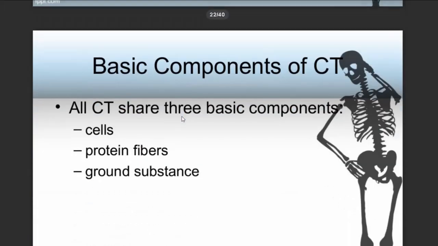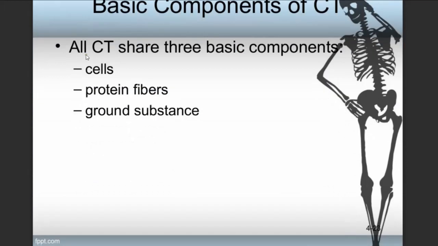Basic components of the connective tissue. All the connective tissues share three basic components. One is the cell, second one is the protein fiber, third one is the ground substance. We can explain this on the basis that if there are two cells, between them will be ground substance, or a gel-like substance, in which protein fibers are embedded.